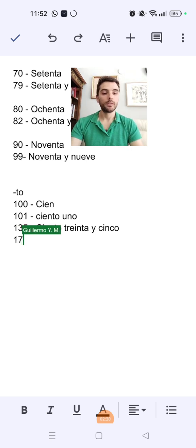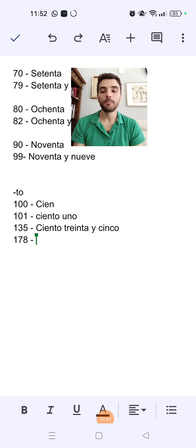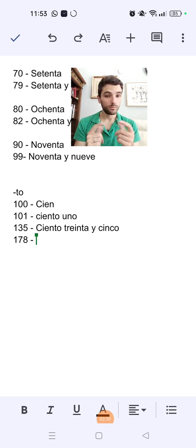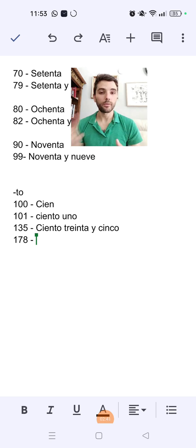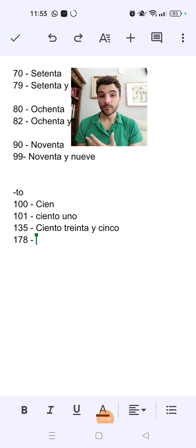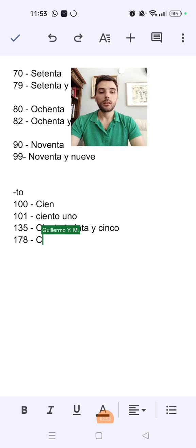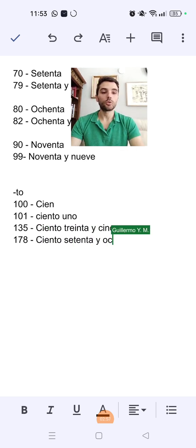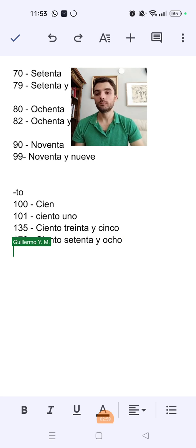How would this number be? Give yourself some time. This is ciento, this is the pattern. So 100 is cien, but from then on we say ciento. 170, remember? 78, okay? 178. Okay, good. Buen trabajo, good job.